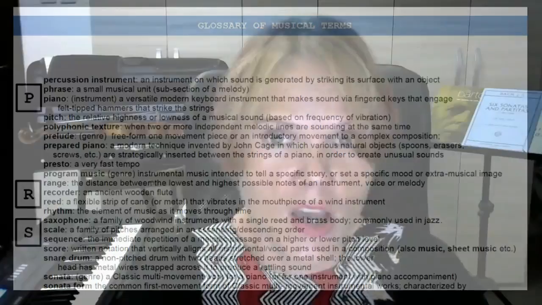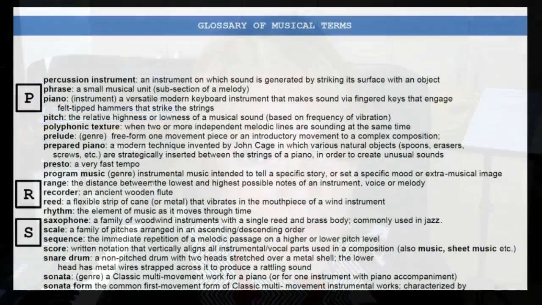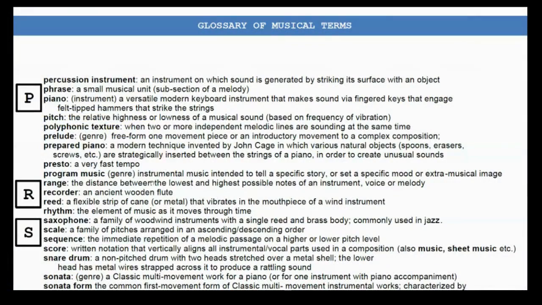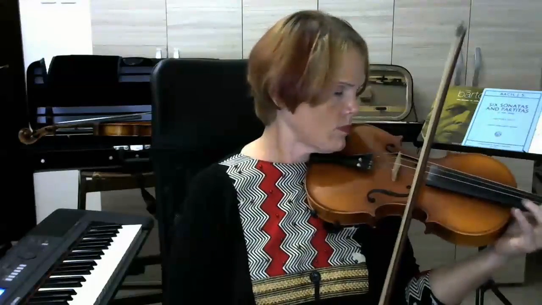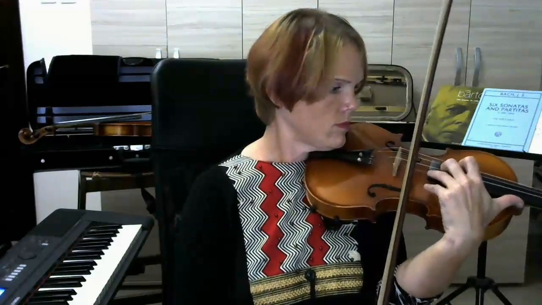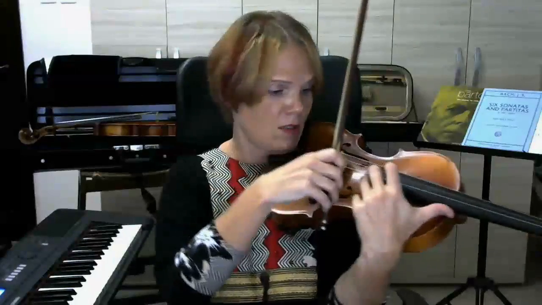musical image. What is the opposite of program music? It's called absolute music. Remember, at the beginning of this lesson. Range, the distance between the lowest and highest possible notes of an instrument, voice or melody. The voice range of the violin is from Sol, or G, until the highest note of the violin, until this note. So from here to here.